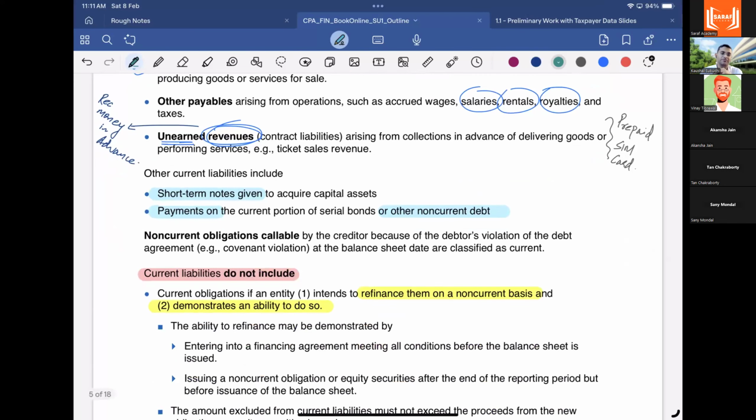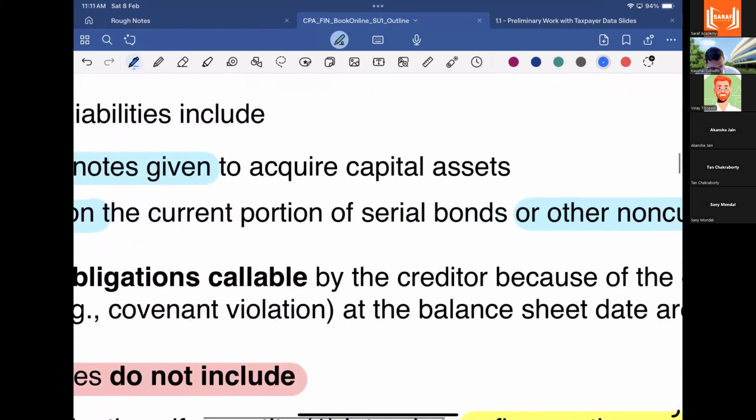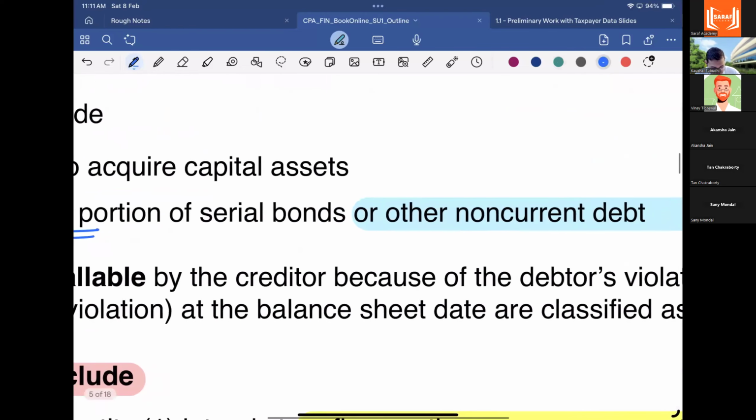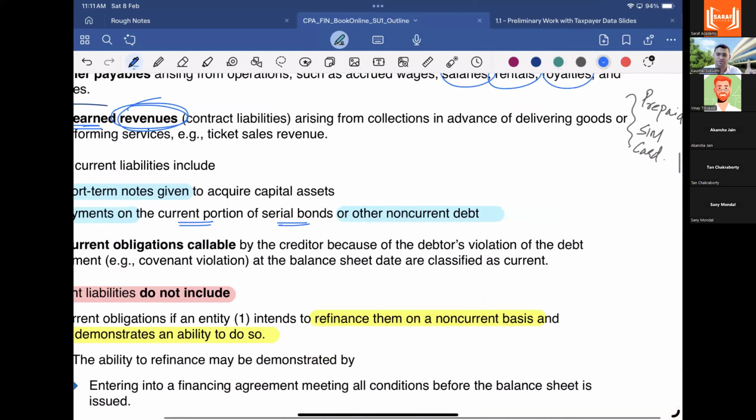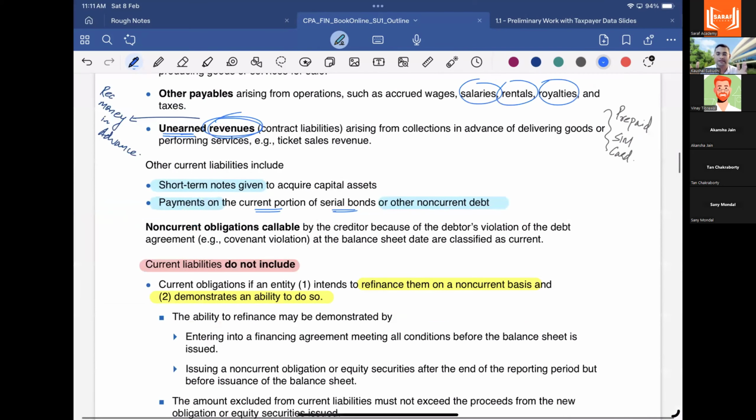So what else do we have? Other current liabilities include short-term notes given to acquire capital assets or payments on the current portion of the serial bonds. सिंपल चीज है मगर आपको शायद सुनने में कॉम्प्लिकेटेड लगेगा कि करंट पोर्शन क्या है, सीरियल बॉन्ड्स क्या है, जैसे सीरियल किलर के बारे में सुना है, सीरियल बॉन्ड्स क्या है. सीरियल बॉन्ड्स भी वैसे सीरियल किलर की तरह ही है क्योंकि एक के बाद एक सीरियल किलर जैसे क्राइम कमिट करता रहता है, तो सीरियल बॉन्ड्स भी एक टाइम पीरियड के लिए रहता है जहां पे आपको हर साल पेमेंट्स करना पड़ेगा, ठीक है ना.